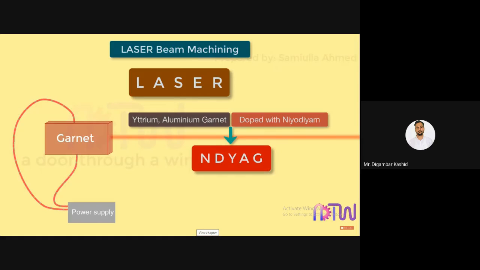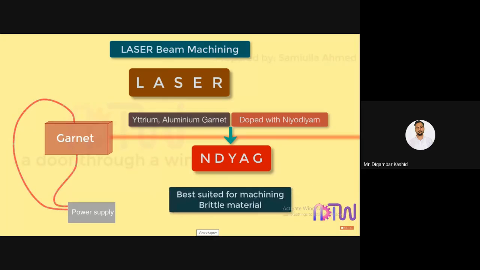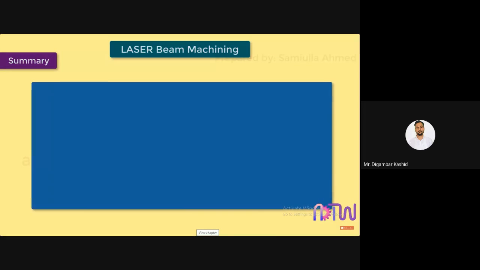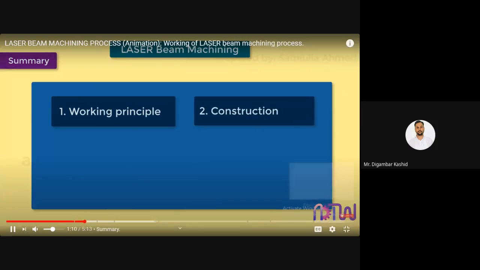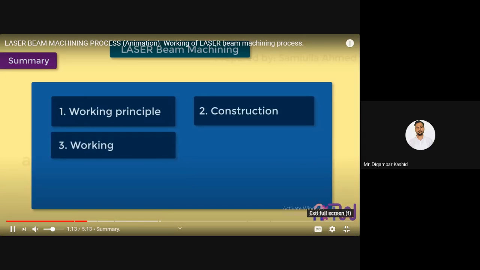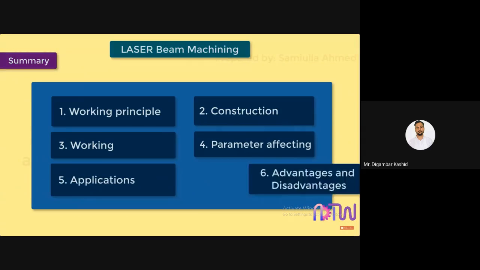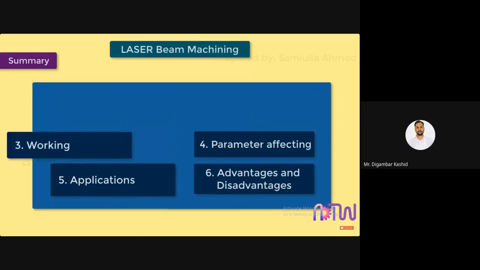These excited electrons emit photons. Photons are the particles of light, and these emitted photons form a concentrated light, forming a laser. Laser beam machining is best suited for machining brittle materials with low conductivity, but can be used on almost every material. To understand the laser beam machining process, watch this video till the end. This video will cover the following about the laser beam machining process: 1. Working principle. 2. Construction. 3. Working. 4. Parameters affecting the machining process. 5. Applications. 6. Advantages and disadvantages.